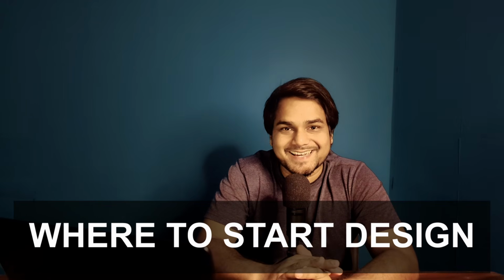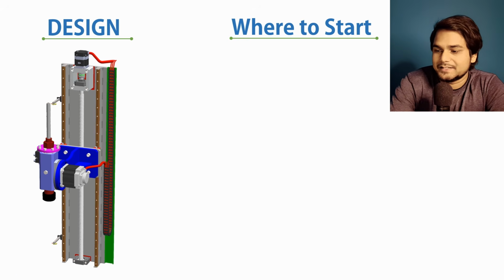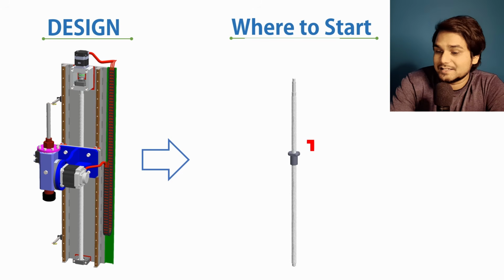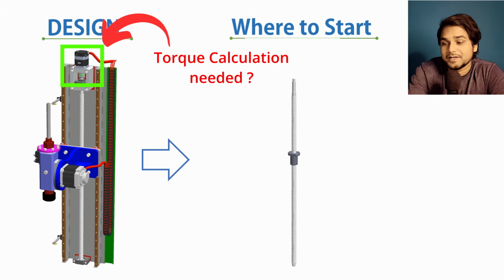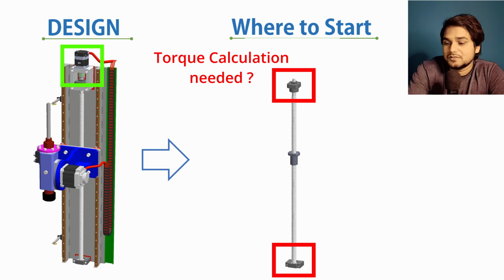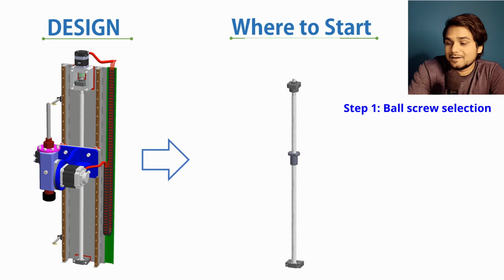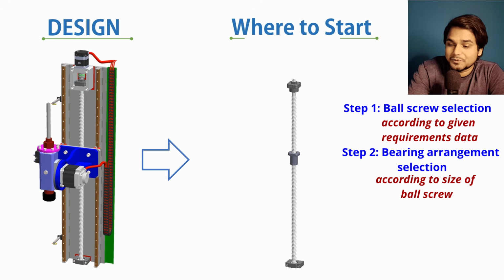And now we are at our trademark step: where to start the design. If we analyze this system, the complete system design depends on ball screw length and the nut size. How? Because we will only be able to select the motor and its coupling when we have calculated the required torque to actuate the system. And also we will be able to select the bearing block size. So first we have to make the right selection of ball screw according to the given requirement data. Then on the basis of ball screw diameter, we will select the bearing support arrangement.